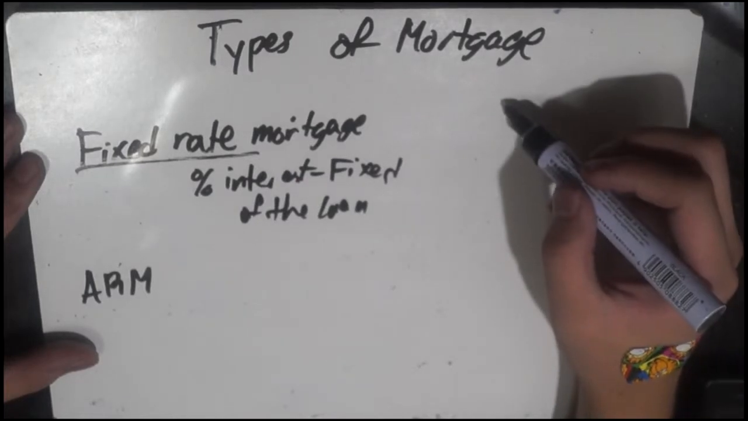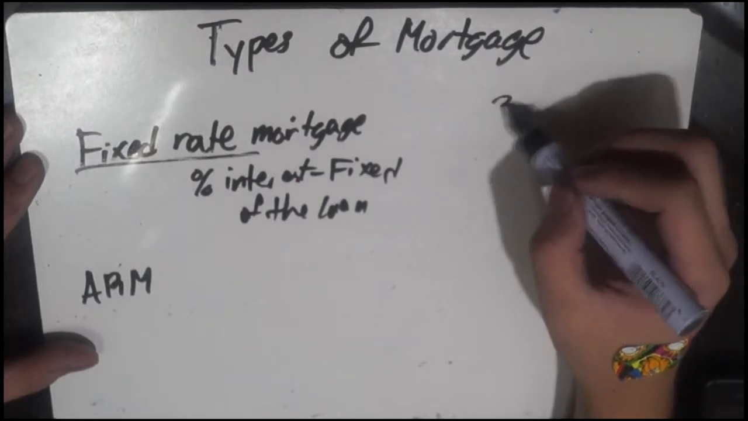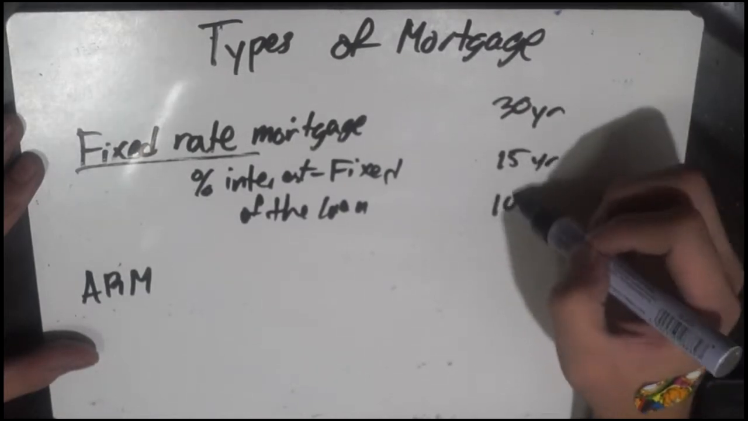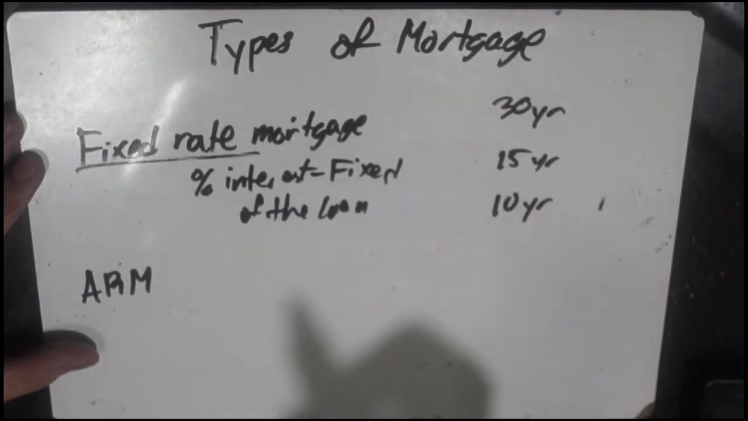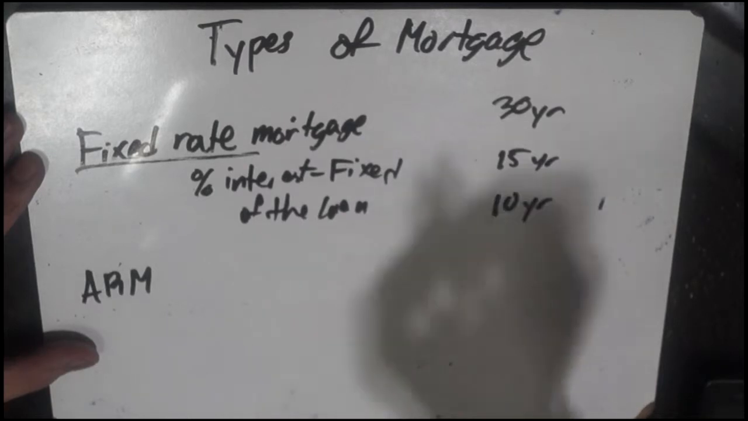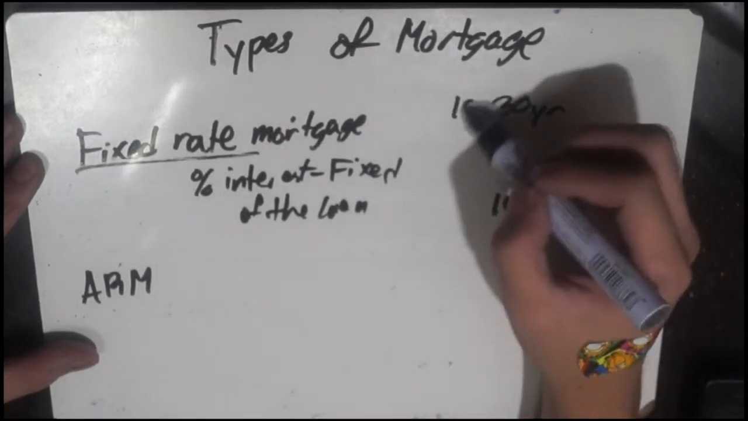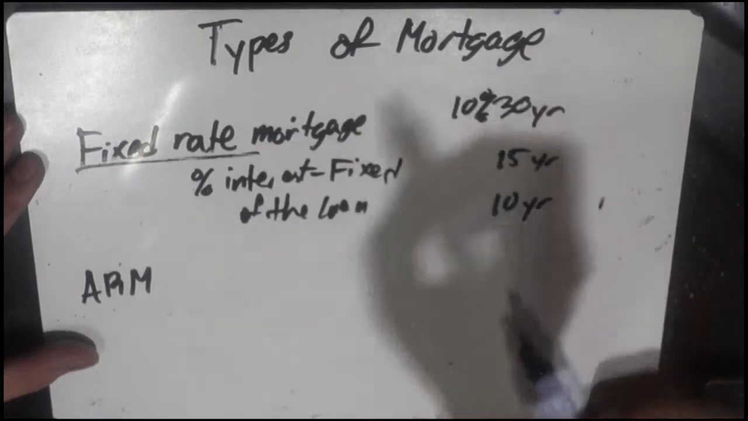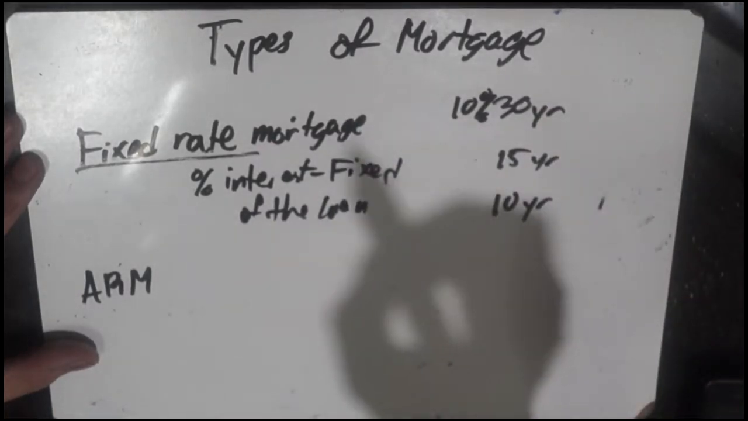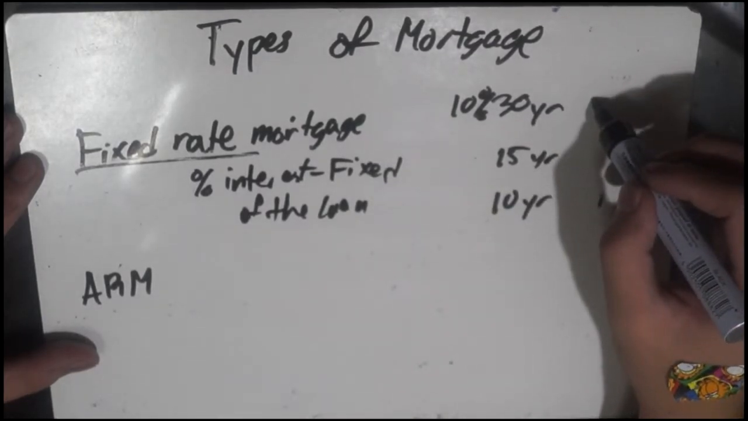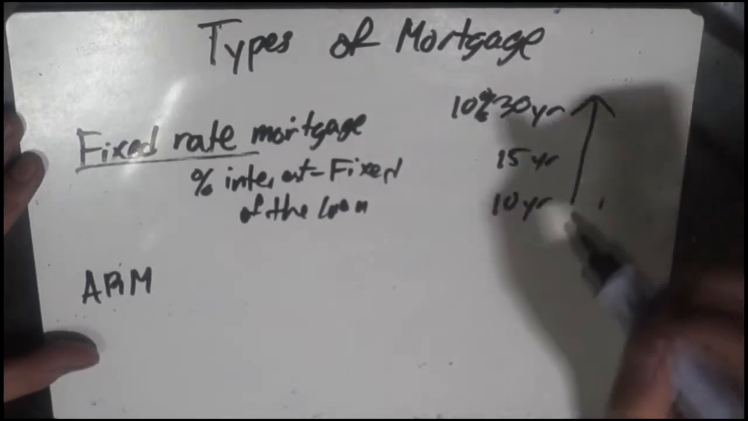Now, there are common plans in mortgages like the 30-year, 15-year, and then the 10-year plans. The 30-year and the 15-year plans are much more common than the 10-year plans. So let's say, for example, in the 30-year plan, you pay 10%. So you'd pay 10% every year, and that's fixed for the entirety of the 30 years you're gonna pay that interest.